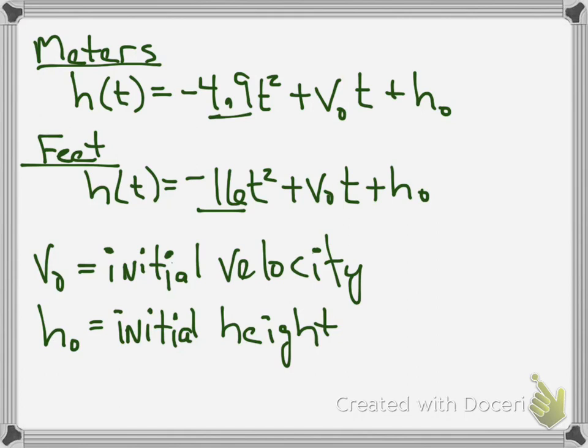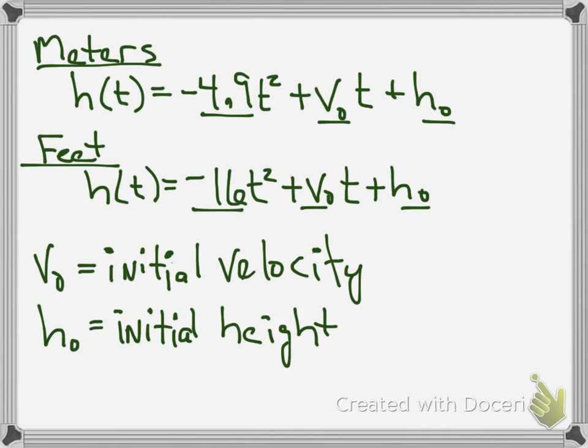Anyways, you're going to basically be putting numbers here or here, and the numbers at the beginning, the negative 4.9 or the negative 16, will never change. They will always be there. That is the effect of gravity here on Earth.